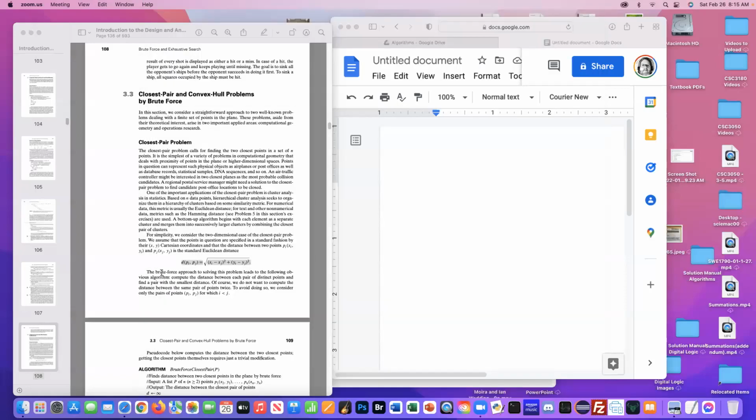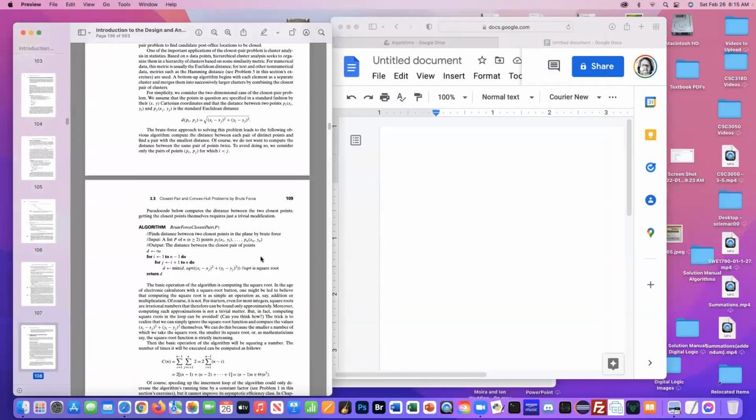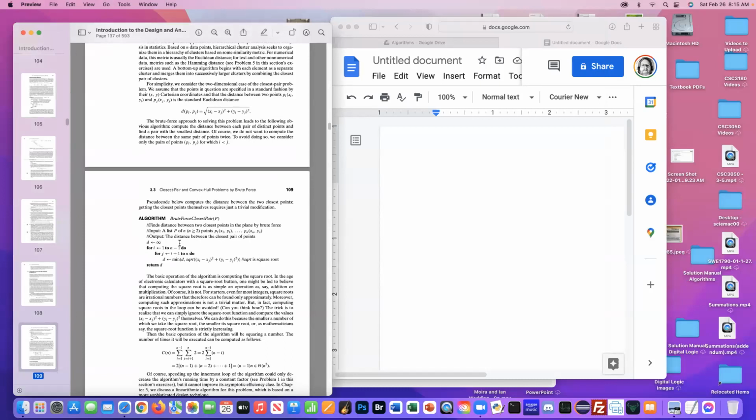Okay, so what this looks like in algorithm form, okay, is this. Okay, we're again finding the distance between the 2 closest points by brute force. So we're going to get a list P of n points. Okay, the output's going to be the distance between the closest pair of points. We're not tracking here, for example, which 2 points are the closest. We're just tracking the one that is the smallest thing here.